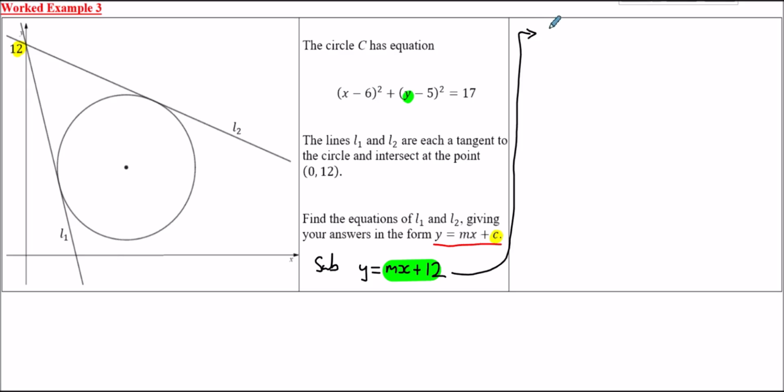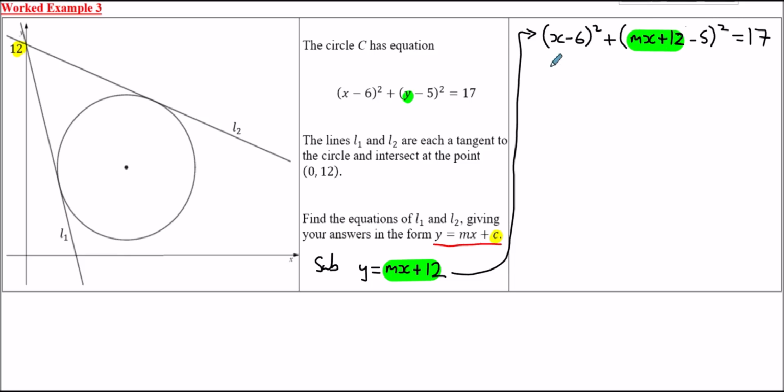So the first bracket stays as it is. We have x minus 6 all squared. Then plus y, which in its general form is mx plus 12, if it's either L1 or L2. Whoops, didn't mean to close a bracket there. So that's y minus 5 all squared equals 17. So all I've done so far is subbed in the general form of the equation for either L1 or L2, which is mx plus 12 in place of y.